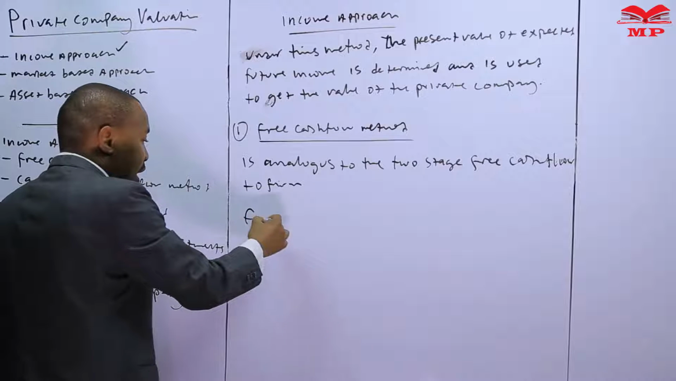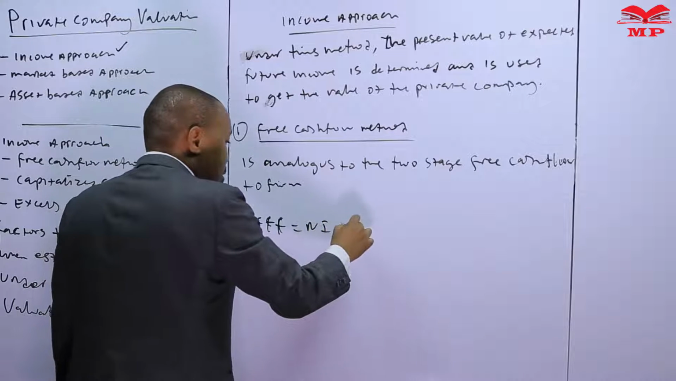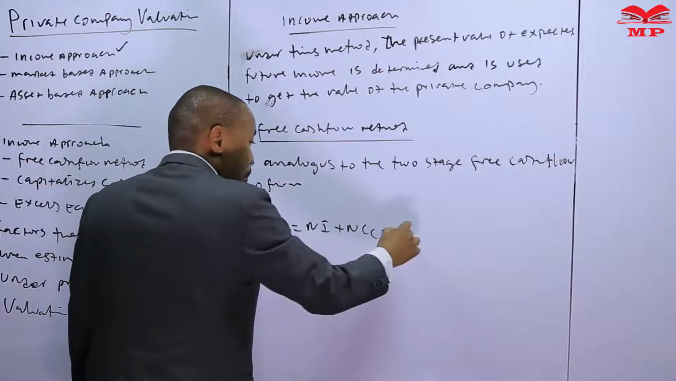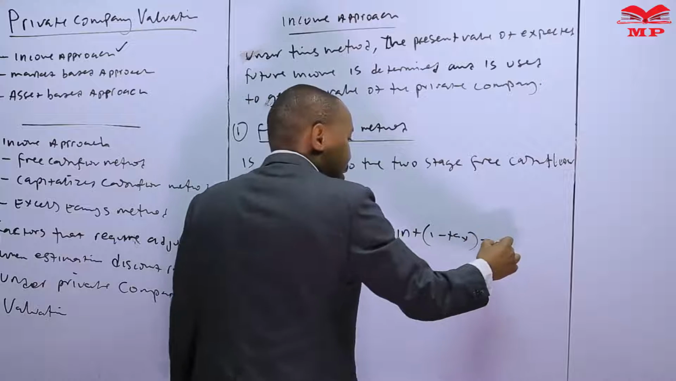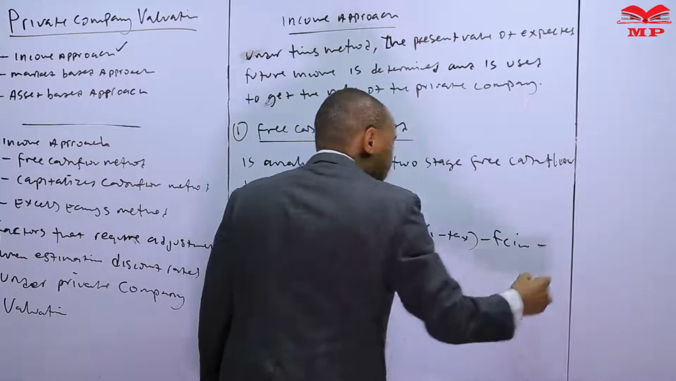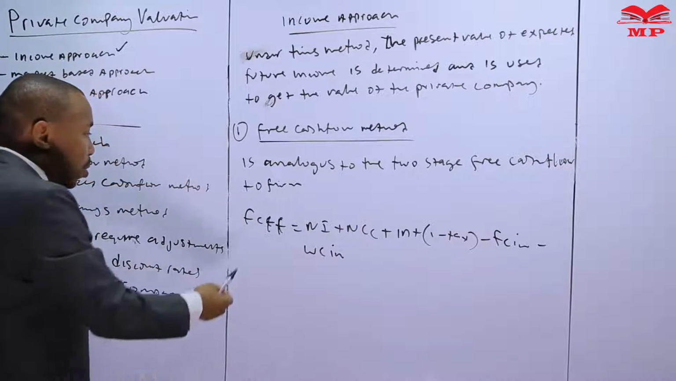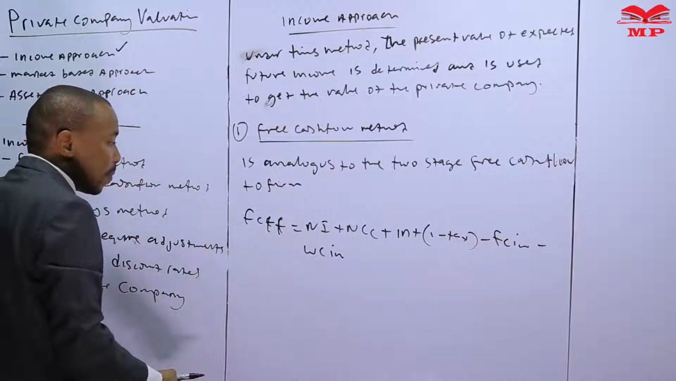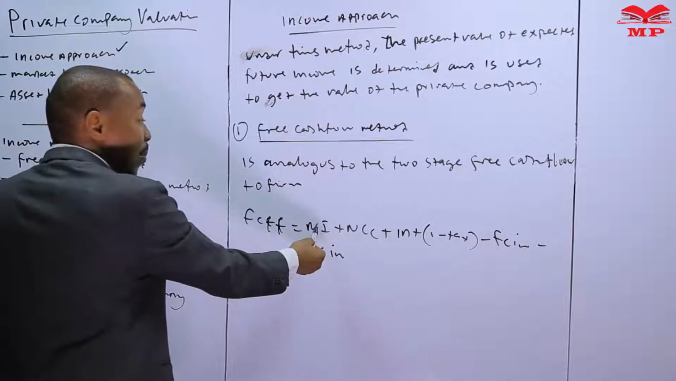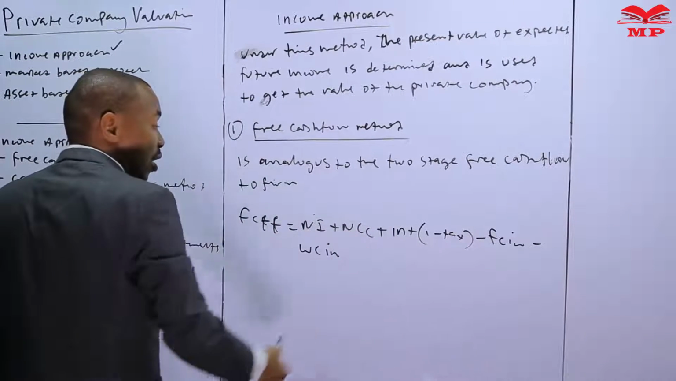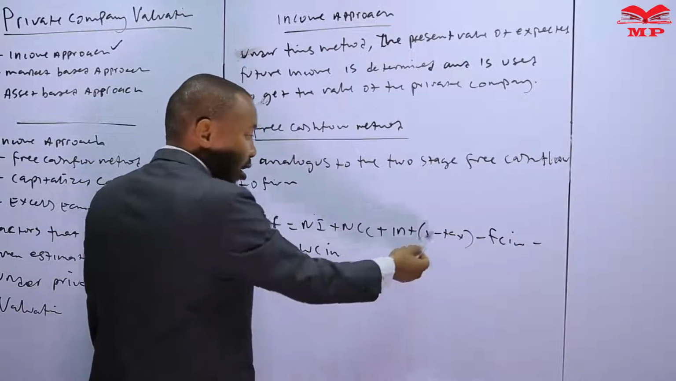If you recall, under the free cash flow topic review, when trying to estimate the free cash flow to firm, FCFF, we said it is given as net income plus non-cash charges, which is depreciation and amortization, plus after-tax interest expense, interest times (1 minus tax), minus fixed capital investments, minus working capital investments.